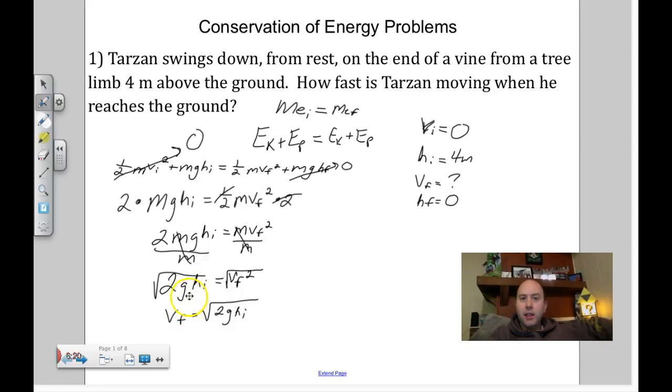Now that I've isolated the variable I want, final velocity, I can just plug in the numbers that I do have. So that would be the square root of the product, 2 times 9.8 meters per second squared, because that's gravity, times the initial height, 4 meters. When I do the square root of 2 times 9.8 times 4 meters, there it is, roughly 8.9 meters per second.